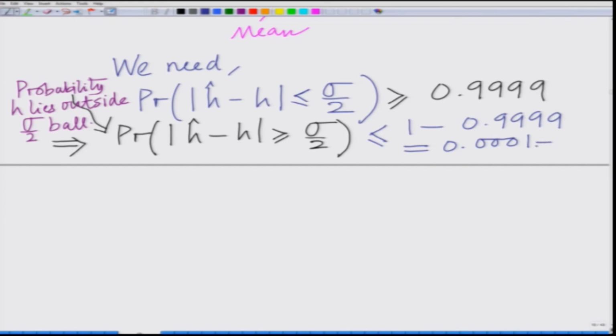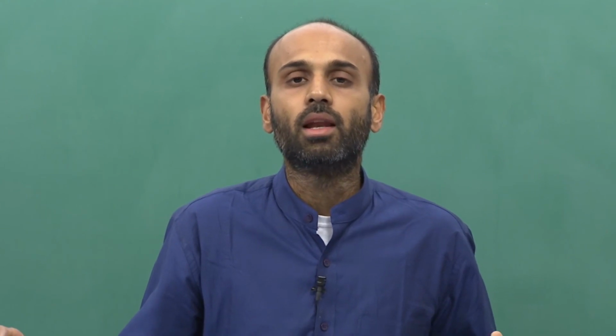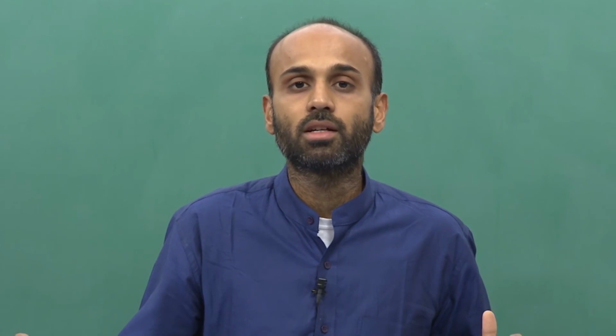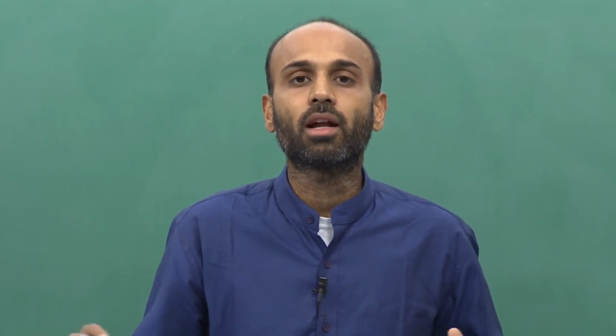That is basically 10 to the power of minus 4, and that is also very simple to understand, because what we are saying is the probability that it lies inside this sigma by 2 ball has to be greater than or equal to 0.9999, which means the probability that it lies outside this ball has to be less than or equal to 1 minus 0.9999, which is basically 10 to the power of minus 4.